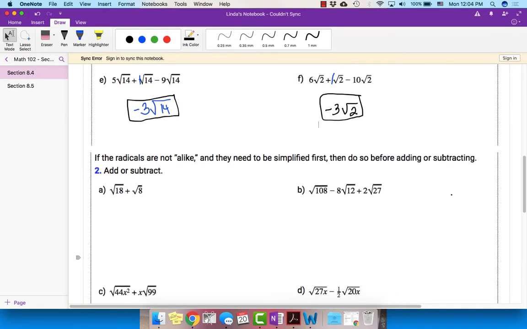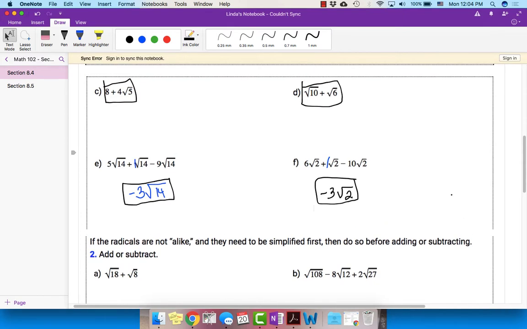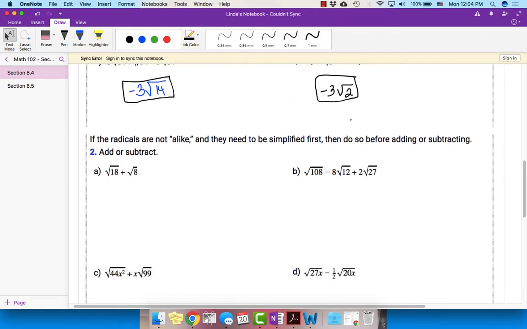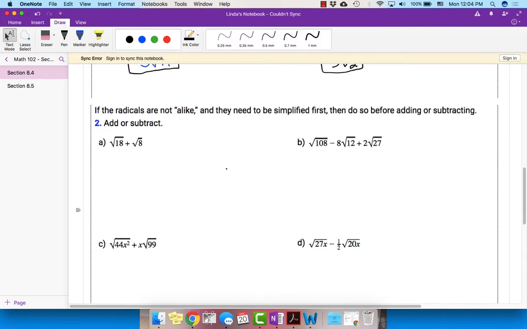What if the radicals are not alike? Just like how I did with example D right here. You can see that in example D, the radicals are not alike, but I can't really do anything to simplify it either. In example number 2a or beyond, you can see that I have the square root of 18 and the square root of 8.